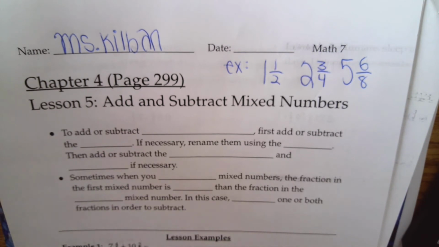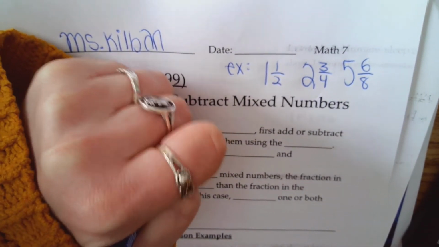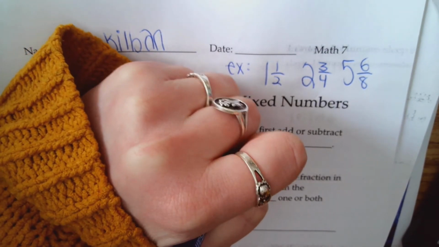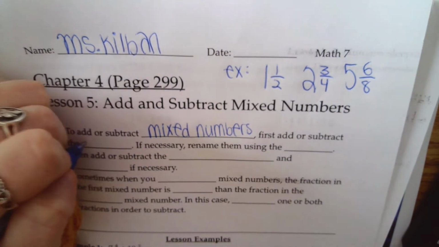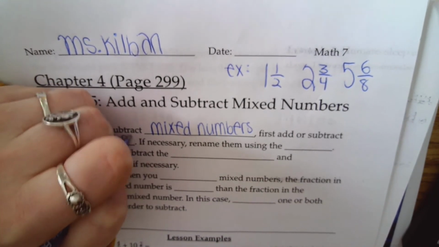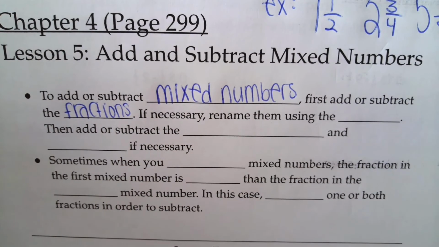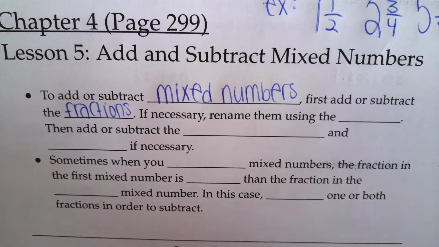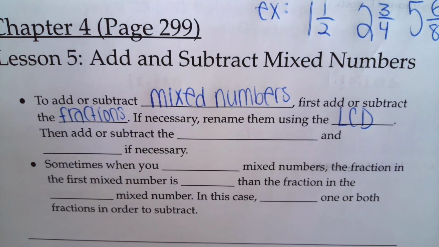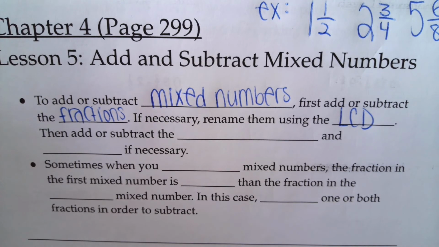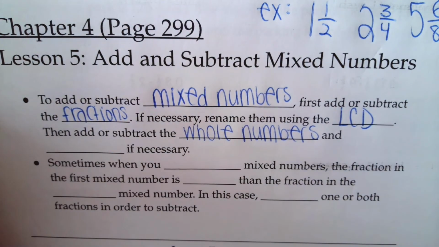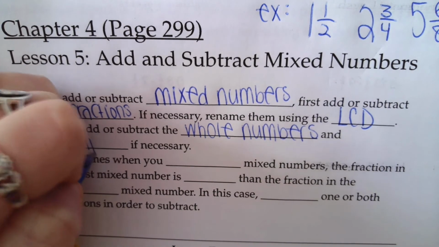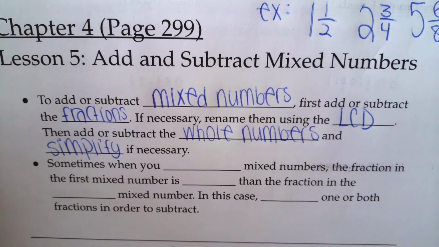Alrighty, so to add or subtract mixed numbers, first we want to add or subtract the fractions. And if it's necessary, we're going to rename them using the least common denominator, or LCD. Then after that, we're going to add or subtract the whole numbers. And simplify as always. This is a lot of words, but once we do practice, it'll be better.